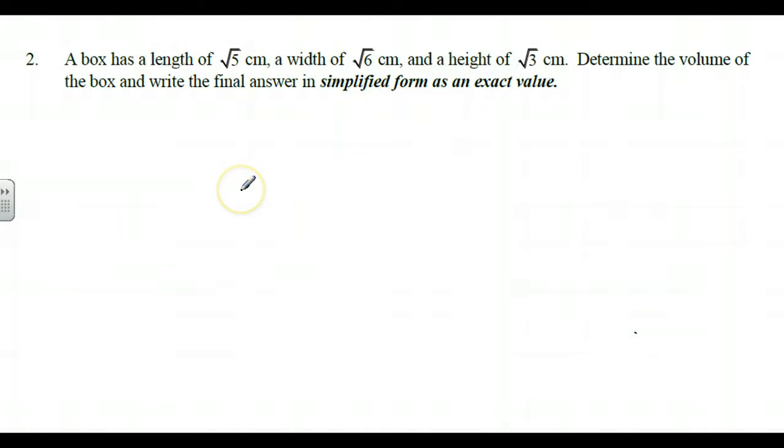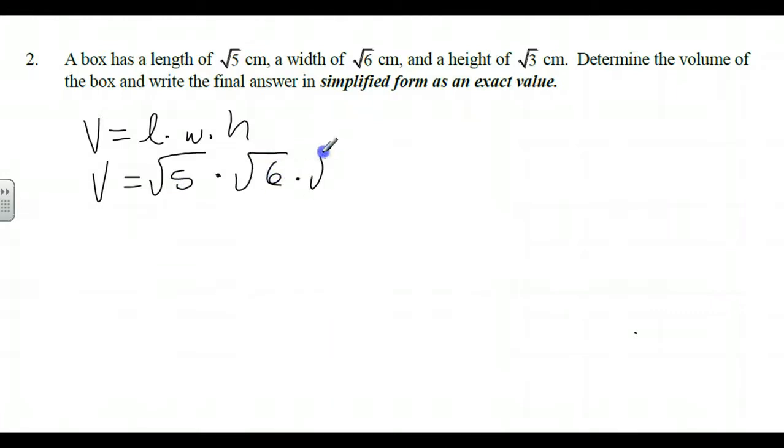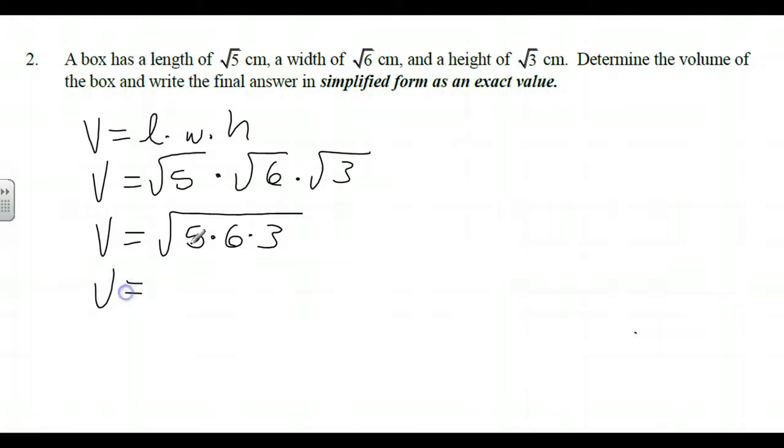Box has a length of root 5, a width of root 6, and a height of root 3. Determine the volume of the box. I'm not going to draw this, so volume of a box is length times width times height. So root 5 times root 6 times root 3. So we've seen that the product of individual roots is just the root of the product. So we can pull these all together underneath. And that's 30 times 3, which is 90. So this is the square root of 90.